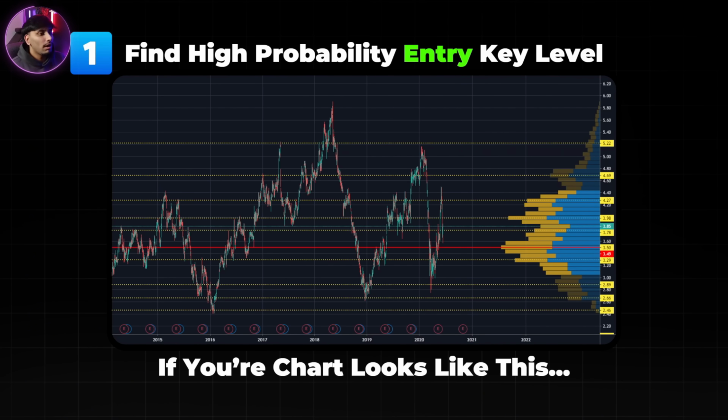So for step 1, we need to find high probability entry key levels. Now, as a new trader, when I first started trading, this is how my charts used to look. You can see the amount of key levels that we have on this chart, and you can see that some of these key levels, the stock is simply slicing right through them or going right above them.